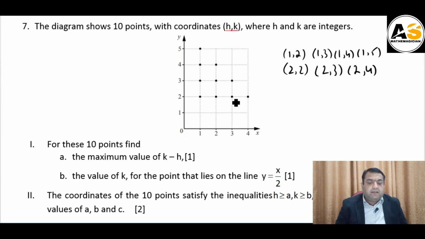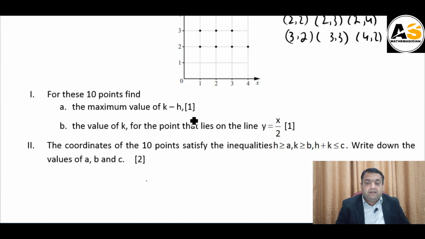This one is 3, 2 and 3, 3. And the last one is 4, 2. So these are 10 points. What is the maximum value of k minus h? K is the y coordinate, h is the x coordinate. This is 2 minus 1, 1. This is 3 minus 1, 2. This is 4 minus 1, 3. And this is 5 minus 1, 4. And this point actually gives the maximum value of difference, because k is maximum and h is minimum.